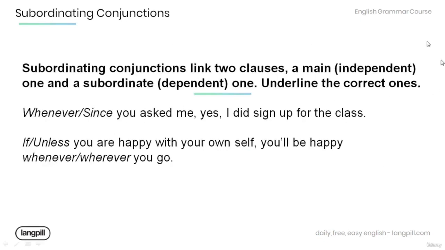Now, let's review and practice a bit. Remember, the subordinating conjunctions link two clauses, a main independent one and a subordinate or dependent one. Now read the following sentences and underline the correct ones. Whenever, since you asked me, yes, I did sign up for the class. Since, if, unless you are happy with your own self, you'll be happy whenever, wherever you go.